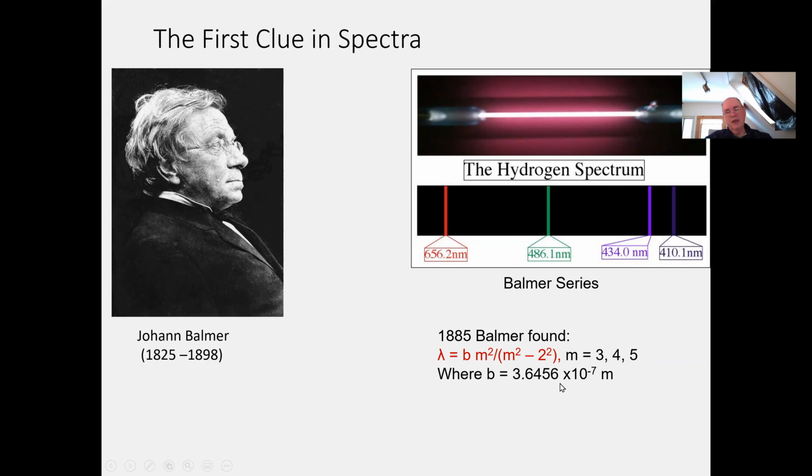Here's the number, 3.64 times 10 to the minus 7. God knows how he found it, that if you use m squared over m squared minus 4, where m is 3, 4, 5, this is what he first used, he got the first 3 numbers. Yeah, I know, it's magic. So here it is. When you use m as 3, and you put in his formula, using this crazy number for b, you will get 656.2 nanometers. And if you put in 4 for m, and if you put in 5 into m, you will get this number and this number.